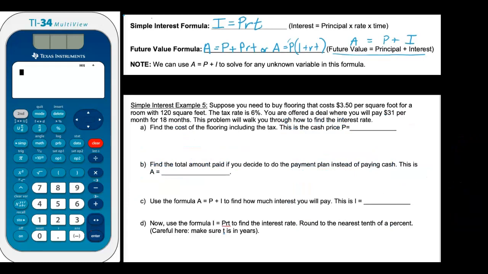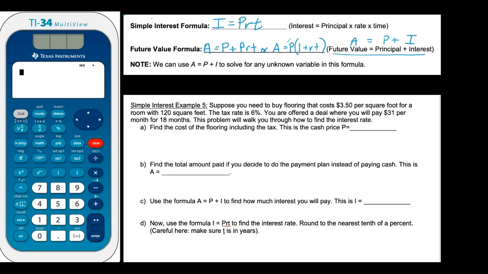All right, so last example, simple interest example 5, and this is actually my favorite one because I think it's the most applicable to real life. Suppose you need to buy flooring that costs $3.50 per square foot for a room with 120 square feet. The tax rate is 6%. You're offered a deal where you will pay $31 per month for 18 months.